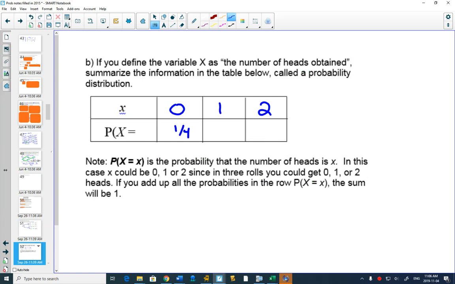What are the chances of getting 1 head? Did you see that there was 2 cases in our tree diagram? You could have got 1 head by getting heads first, then tails. Or you could have got one head by getting tails first and then heads. So the possibility of getting one head is 1/4 plus 1/4, which is 1/2. And the probability of getting two heads is 1/4.